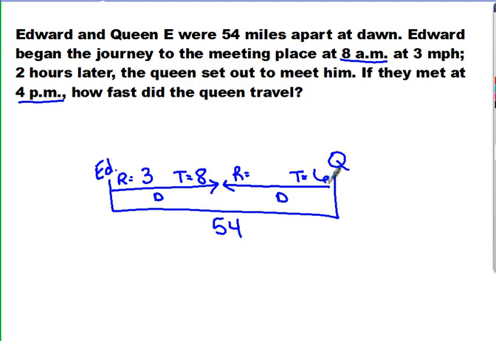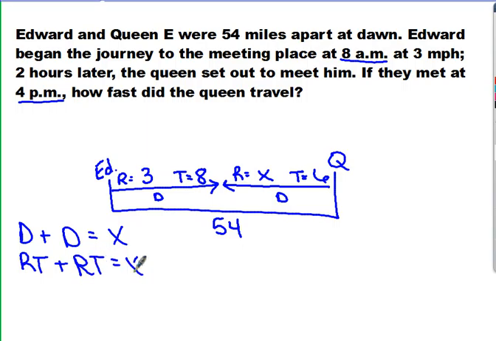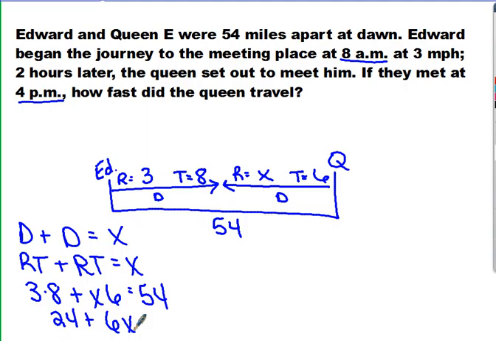They met at 4. How fast did the Queen travel? So we are looking for the Queen's rate. We're going to use the formula: distance plus distance equals a total. Rate times time plus rate times time equals a total. Fill in the missing information. The rate is 3, the time is 8. The Queen's rate is unknown, but the time is 6, and the total distance is 54. If we continue and solve for x, we have 6x is equal to 30, which means that x is equal to 5. So the Queen's rate was 5 miles per hour.